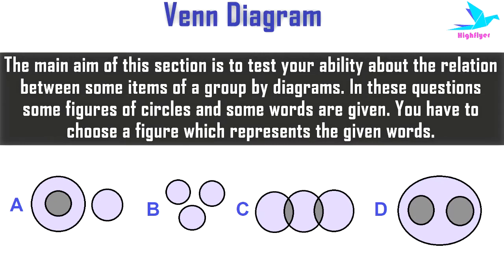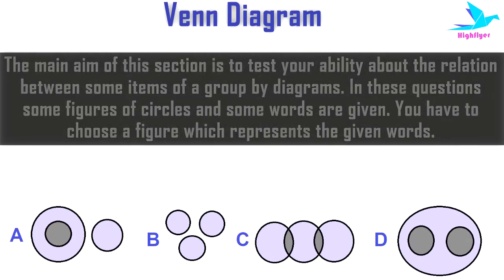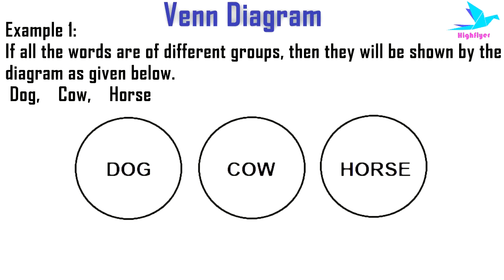a group by diagrams. In these questions, some figures of circles and some words are given. You have to choose a figure which represents the given words. And dear friends, the best way to understand Venn diagram is by solving and going through some examples.